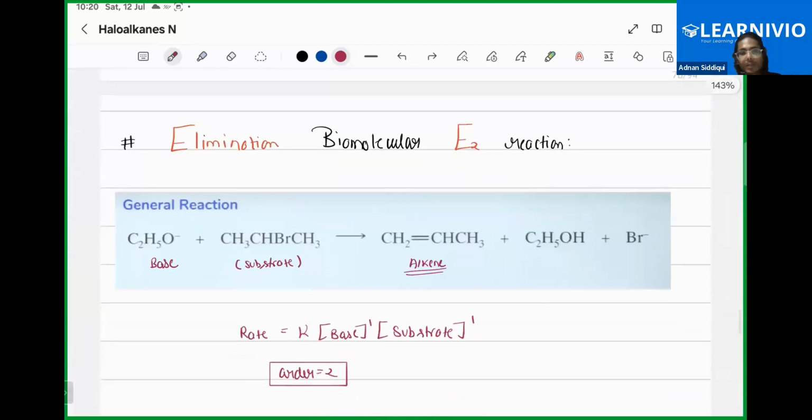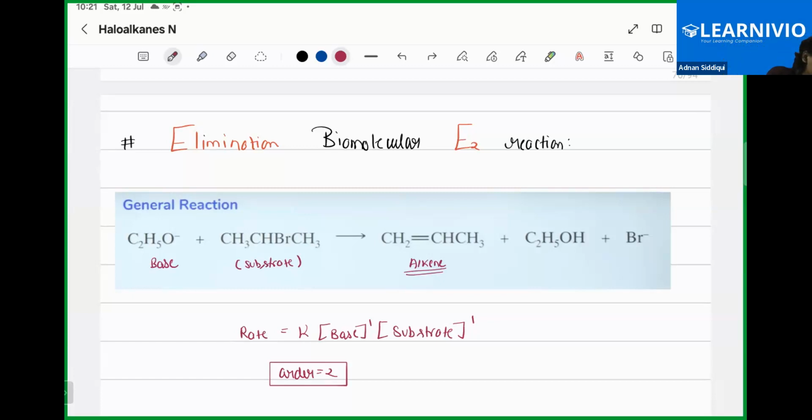So let us talk about specifically E2 elimination. E2, similar to our SN2, is a bimolecular reaction. So what is special about a bimolecular reaction? In a bimolecular reaction, our rate depends on the substrate as well as the base. In the case of SN2 reaction, it depends on the substrate as well as the nucleophile. In the case of elimination, it will depend on the substrate as well as the base. That's why it is a bimolecular reaction. Is it clear what I just said? Why is it a bimolecular reaction? Because it depends on both the base as well as the substrate.